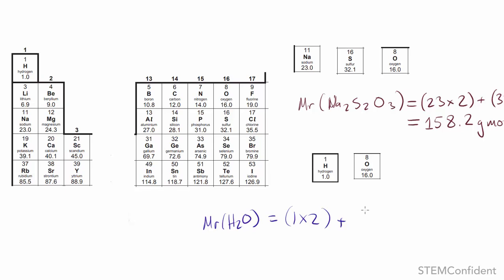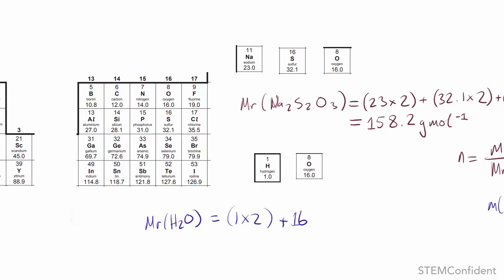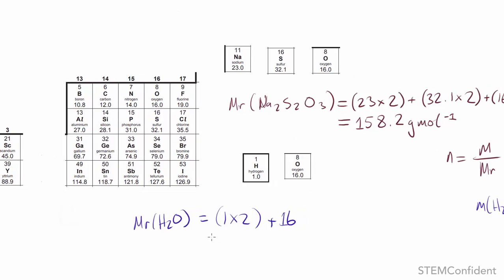Plus the molar mass for the oxygen, right? So that's going to be plus 16. Or you could say the relative atomic mass of oxygen. But anyway, plus 16, and that's of course going to give us 18, and that's going to be in grams per mole.